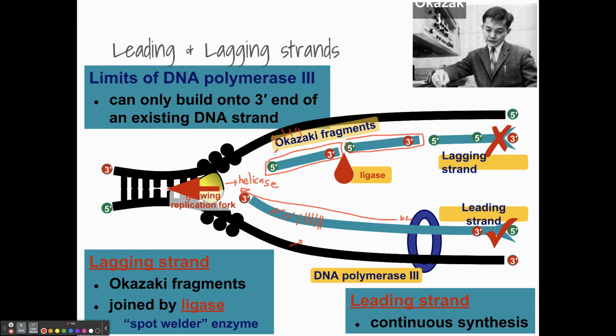Once our Okazaki fragments are built, they are then glued together with an enzyme called ligase. Ligase is the glue, and it's going to put these two molecules together. So one is building towards the fork and one is building away from the fork.